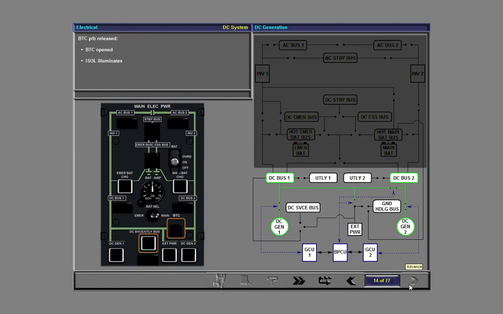When the BTC push button is released, the BTC is opened and the isolation light illuminates. Now, depress the push button. With the isolation light illuminated, both systems are isolated in all circumstances. The BTC is automatically closed and the flow bar is illuminated under the following conditions: when external power is in operation, during engine starting in hotel mode, or in the case of single generator operation.